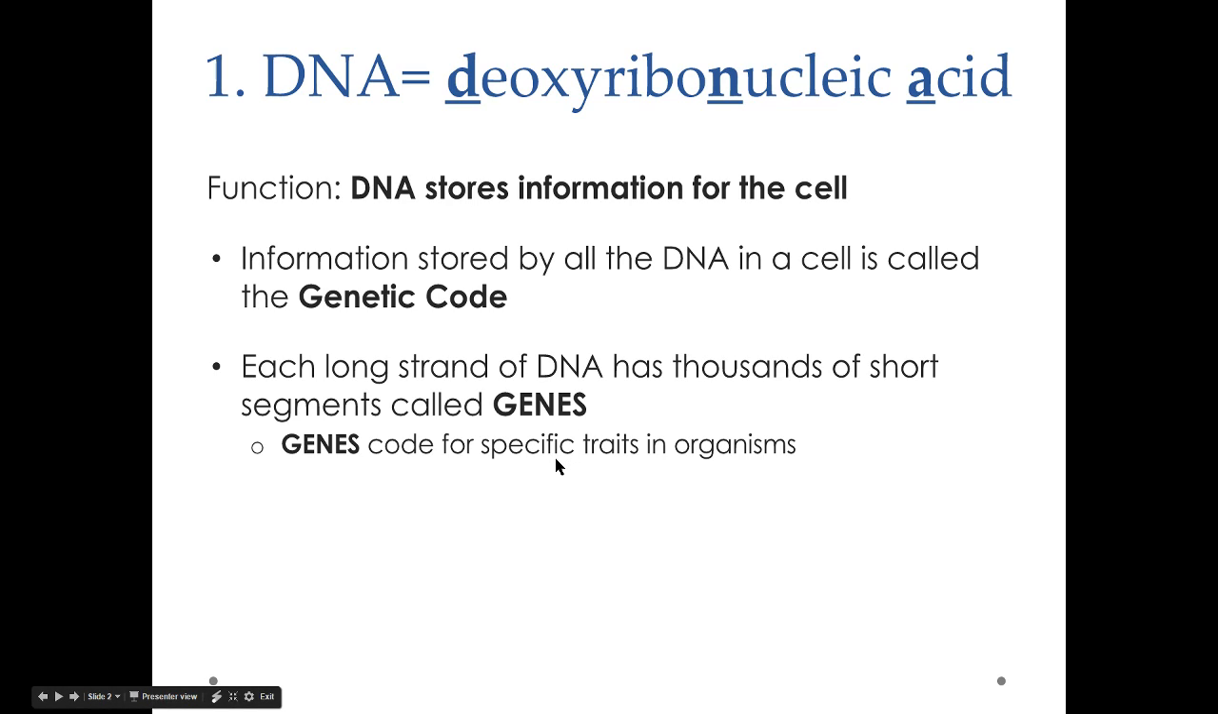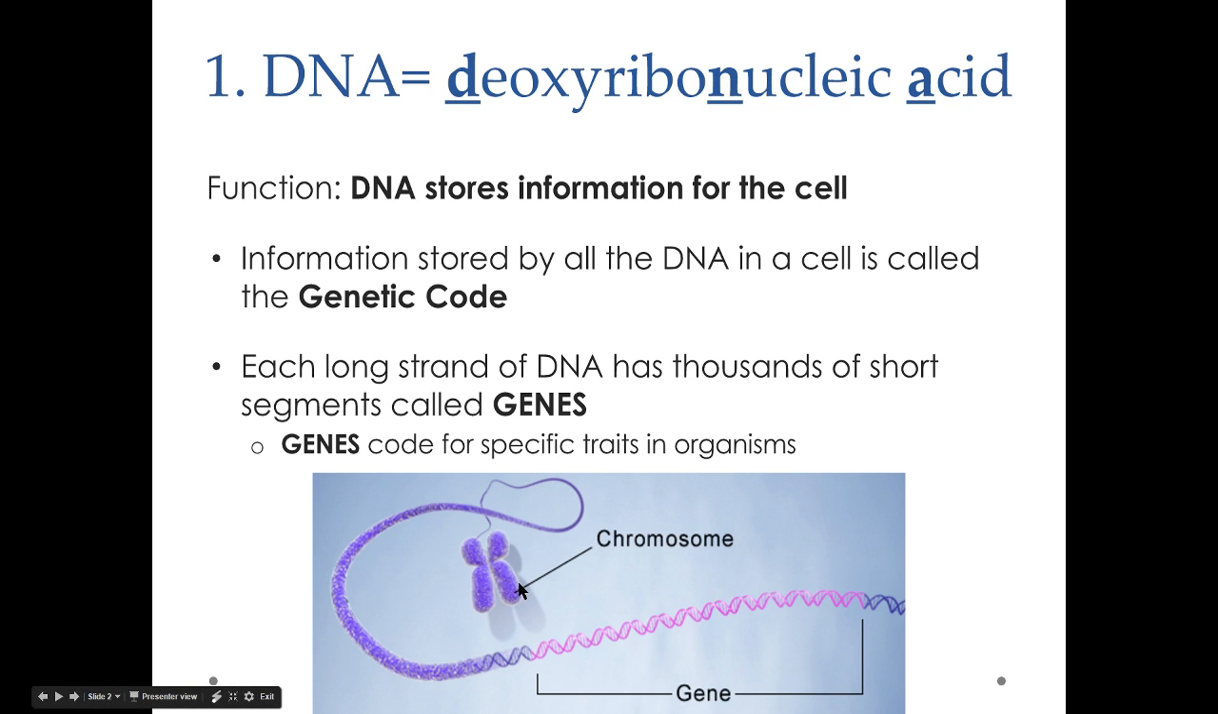Each long strand of DNA has thousands of short segments called genes, and these genes code for specific traits in an organism. So here's the chromosome, which is the compacted DNA. These are sister chromatids, if you remember, right here. And then a segment of it is what you consider a gene. There's usually a start codon and a stop codon, which we'll get to when we talk about translation and transcription. So this gene right here might just code for eye color or hair color, so it'll know when it creates those proteins that it starts, let's say here, and it ends over here.